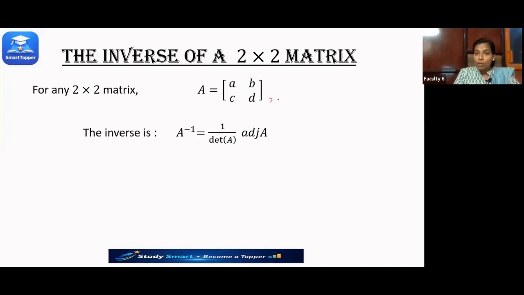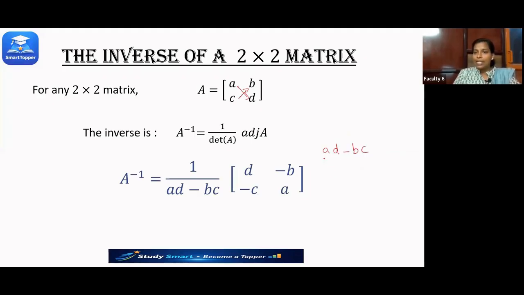It is a 2 by 2 order matrix, right? In order to find the adjoint of A, you just interchange the elements A and D, then change the signs of the other elements. That means, you just interchange the diagonal elements. What are the diagonal elements? A and D. Interchange the diagonal elements, then change the sign of the remaining elements. Clear? In this 2 by 2 matrix, AD minus BC gives the determinant.